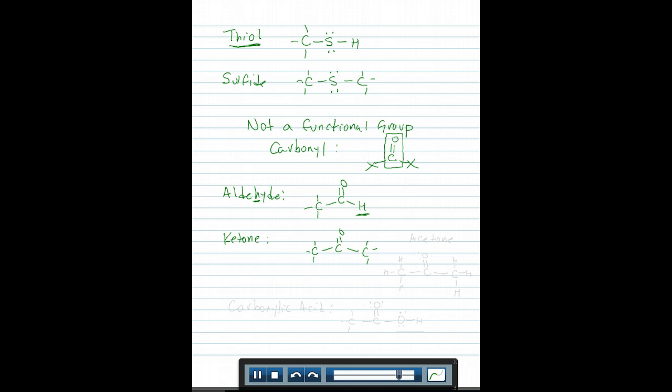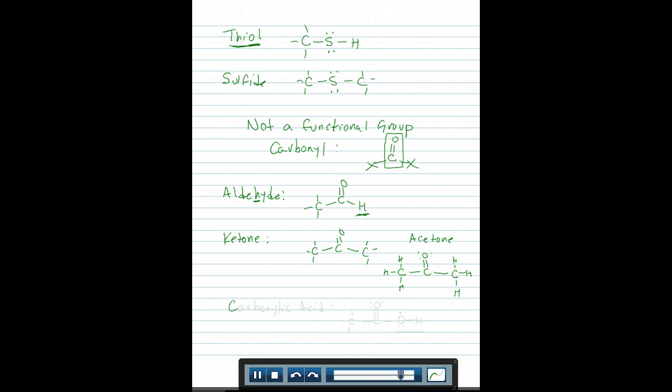One of the most common ones is acetone. Everyone's pretty much heard of acetone. Acetone is in nail polish remover, paint thinners. It's in a lot of things, and basically it's the simplest ketone, where you have 3 carbons and your carbonyl in the middle. So that's acetone. The next one is carboxylic acid.